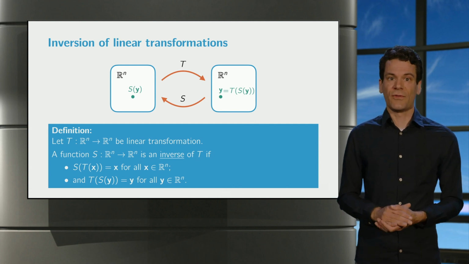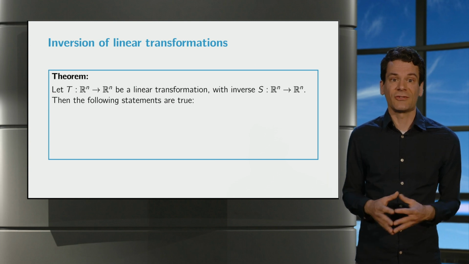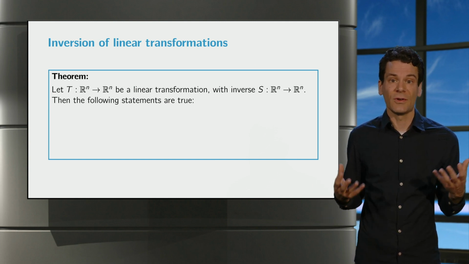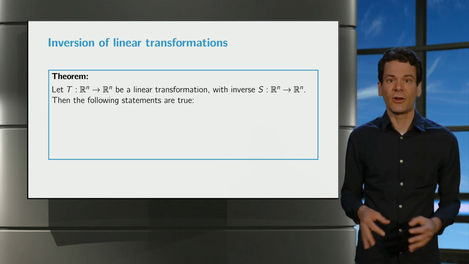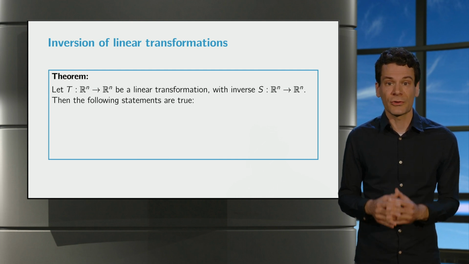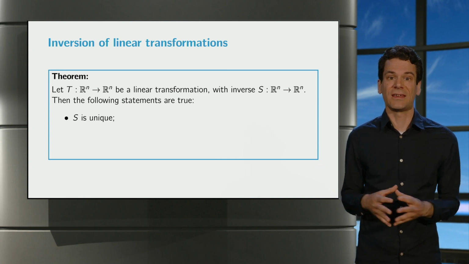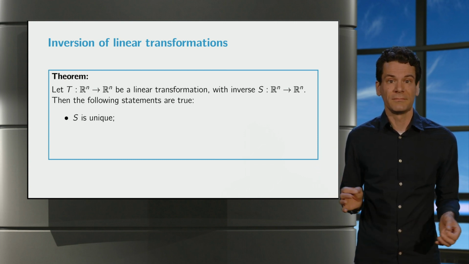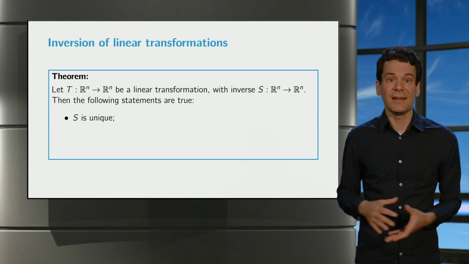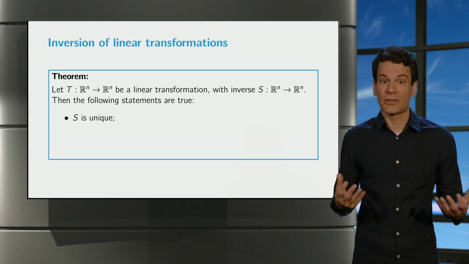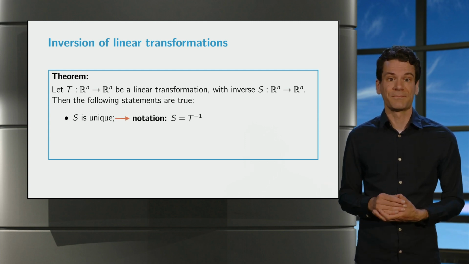The main result is the following. Let t be a linear transformation from Rn to Rn with inverse s, then the following statements are true. First of all, s is unique. This means if t has an inverse, there is only one. We can therefore speak of the inverse of a transformation, and it is common to denote it like this.